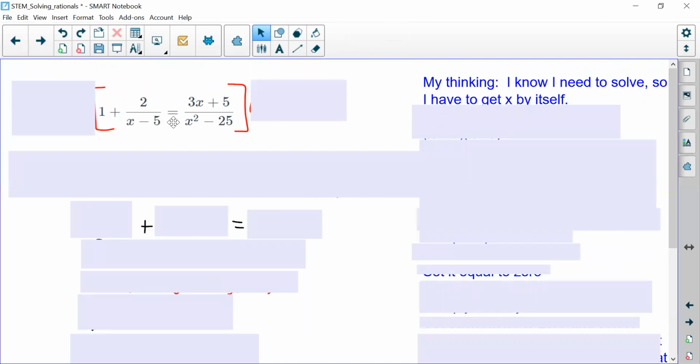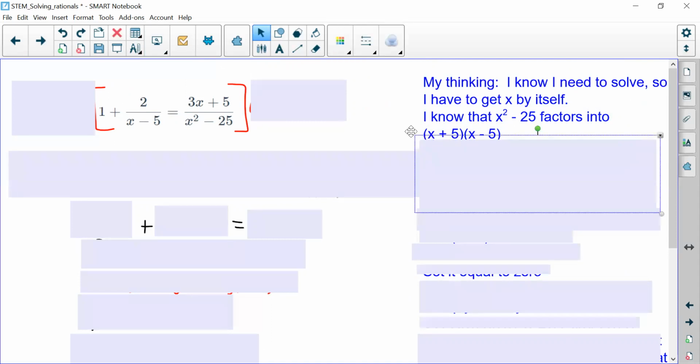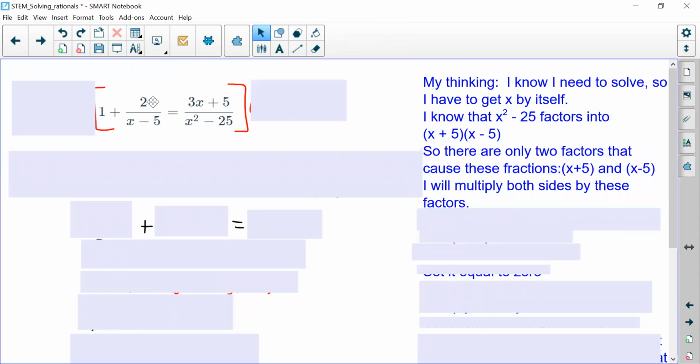Second and last example. Again, I'm solving for x, so I need to get x by itself. What do I see? Well, there's x squared minus 25. I know that's a factorable binomial. That factors into x plus 5 times x minus 5. So there are only two factors that make these fractions exist. One of them is x minus 5, and the other one is x plus 5. Because remember, if you take x minus 5 times x plus 5, you get this denominator. So I'm going to multiply both sides by both x minus 5 and x plus 5.